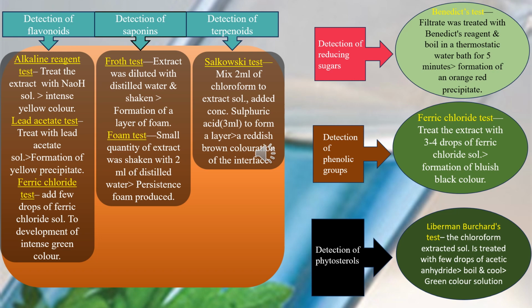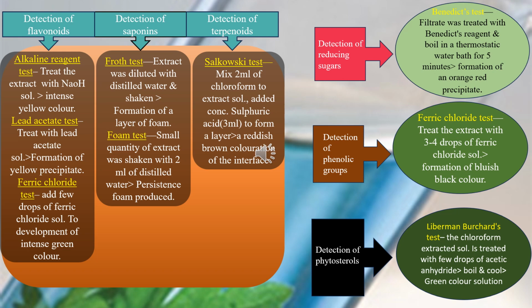And for the detection of terpenoids, it is the Salkowski test, in which the extract was mixed with 2 ml of chloroform and concentrated sulfuric acid was added to form a layer, and then a reddish brown coloration of the interface indicates the presence of terpenoids. And in Benedict's test for the detection of reducing sugar, the filtrate was treated with Benedict's reagent and boiled in a thermostatic water bath for 5 minutes, and the formation of an orange red precipitate indicates the presence of reducing sugars.